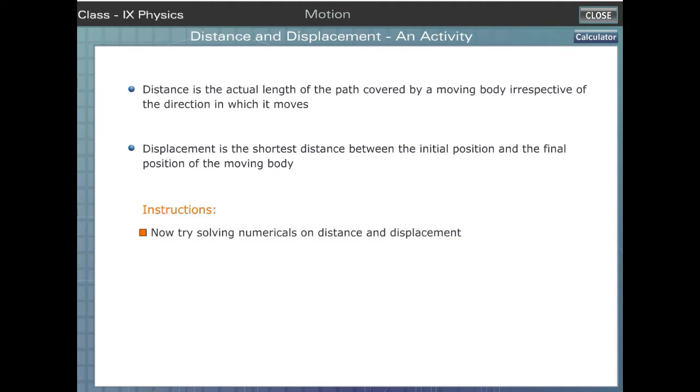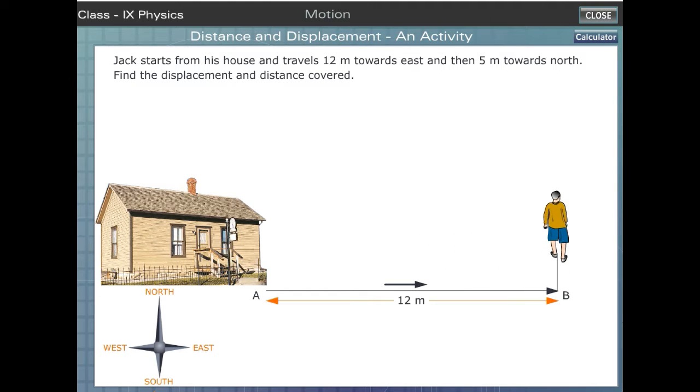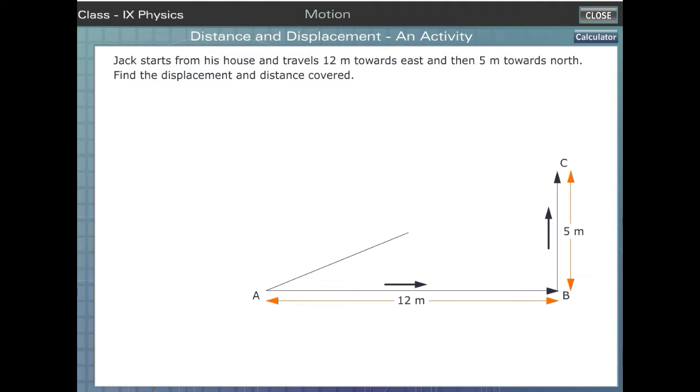Now try solving numericals on distance and displacement. Each question will appear on the screen one by one. Give the appropriate answer. Jack starts from his house and travels 12 meters towards east and then 5 meters towards north. Find the displacement and distance covered.